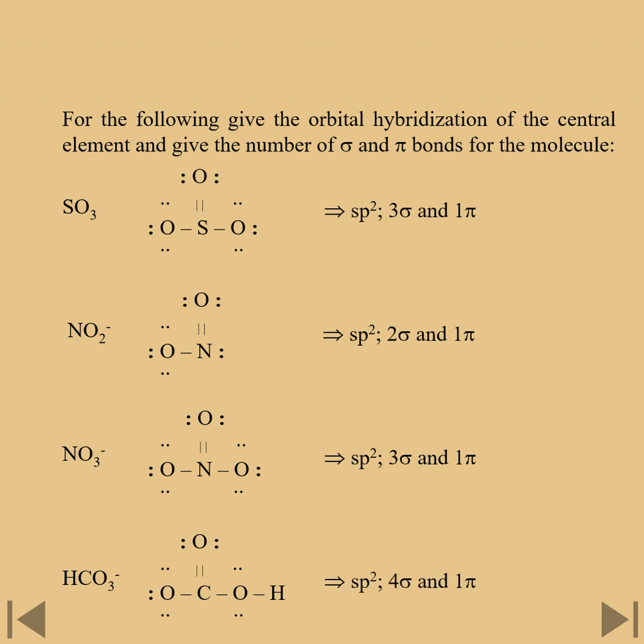Could you have done this one without drawing it? And I think the answer is no. So plan on drawing these when you're asked. Give the orbital hybridization of the central element. Determine number of sigmas and pi's.